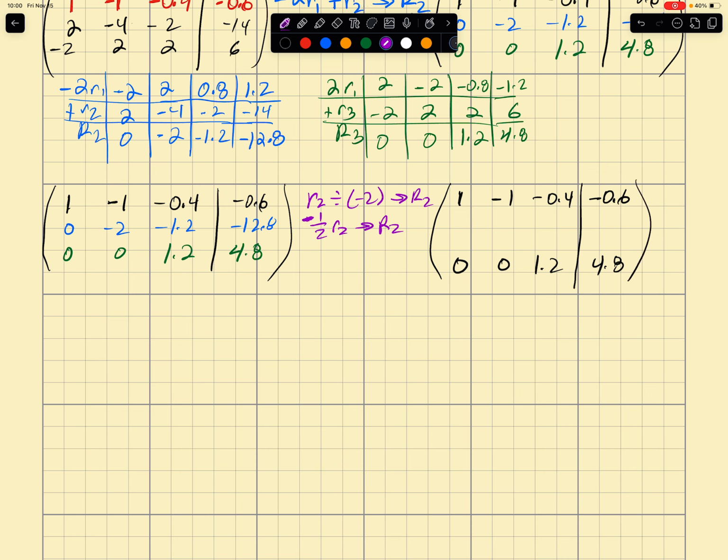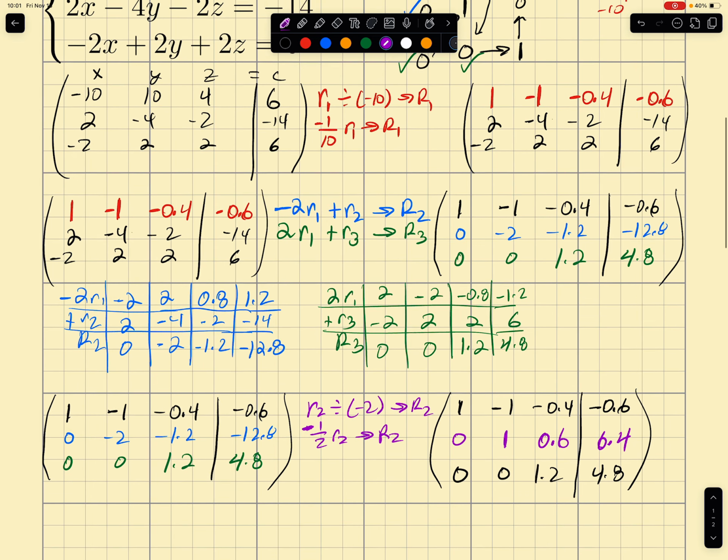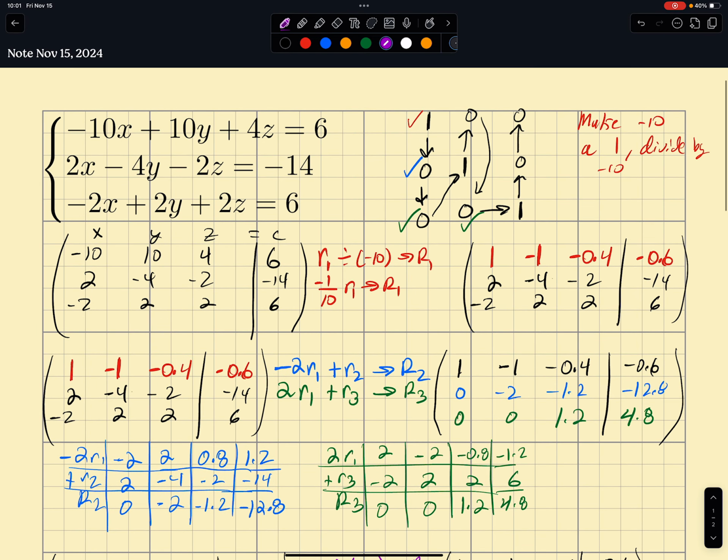So we're going to divide everything in row 2 by negative 2. So 0 divided by negative 2 is 0. Negative 2 divided by negative 2 is 1. A negative 1.2 divided by negative 2 would be just 0.6. And negative 12.8 divided by negative 2 would be 6.4. Okay, 6.4. All right, so we're almost done with that first column. Sorry, not the second column.